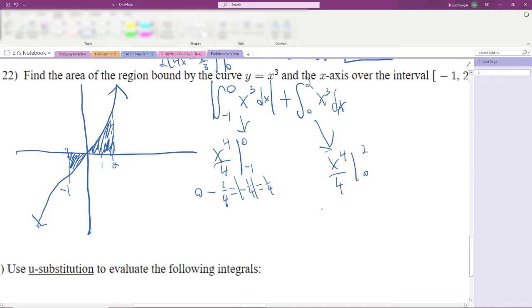So f of 2 will just be 2 times 2 is 4 times 2 is 8 times 2 is 16. So 16 over 4 minus f of 0, which will be 0 over 4, which is just 0. So 16/4. But now we want to add these two. So we'll get 1/4 plus 16/4, which equals 17/4, which gives us our answer.